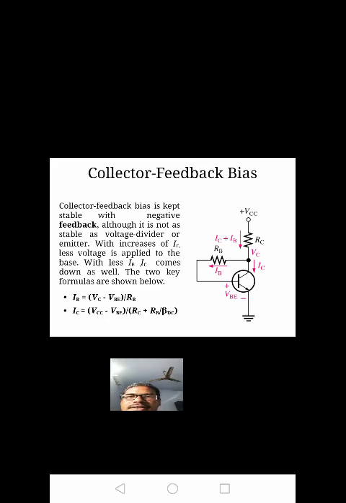With an increase of IC, less voltage is applied to the base. With less IB, IC comes down as well. The two key formulas for the base current and collector current values are: IB is equal to VC minus VBE by RB. IC is equal to VCC minus VB divided by RC plus RB by beta DC. From the collector circuit, these two formulas come from KCL and Ohm's law.